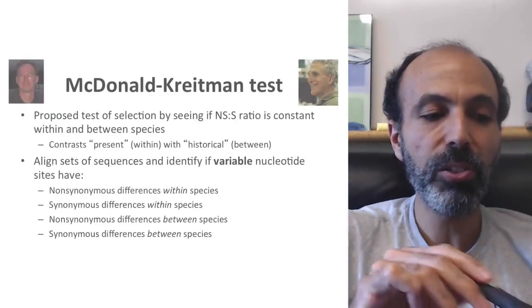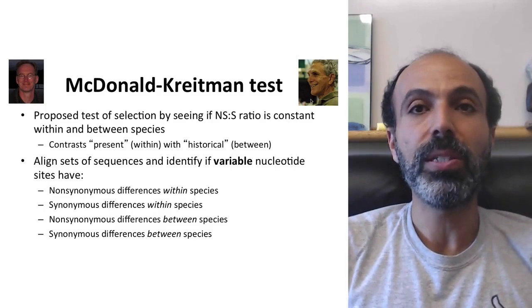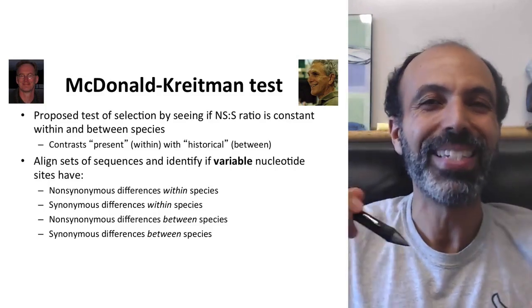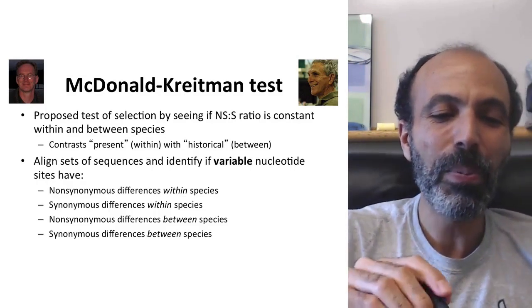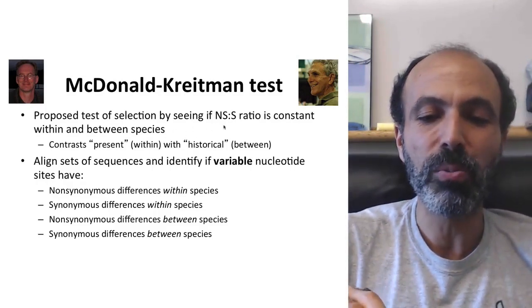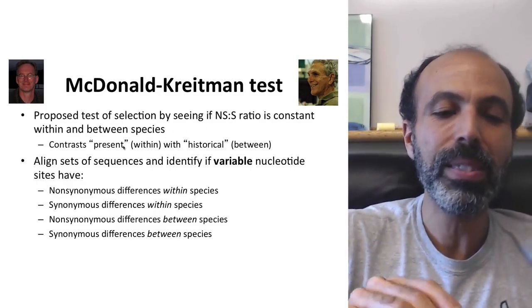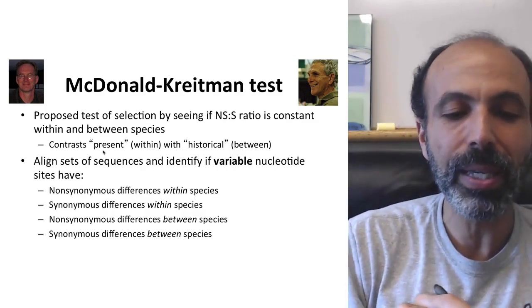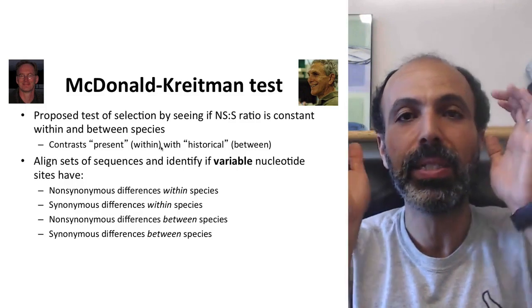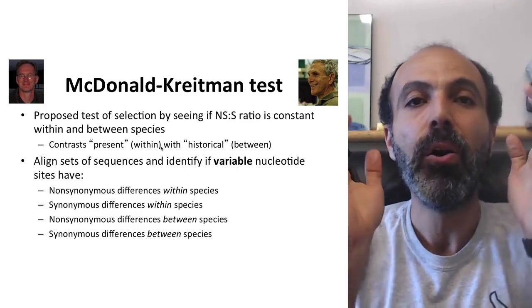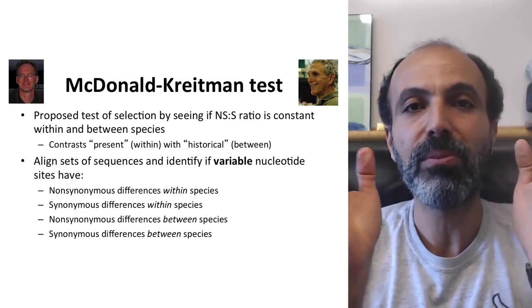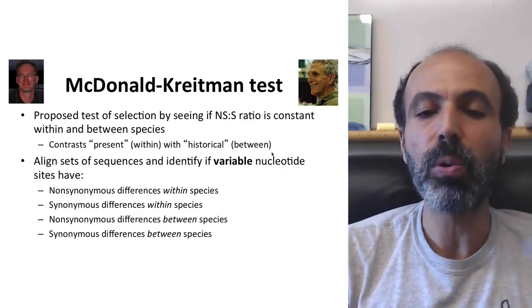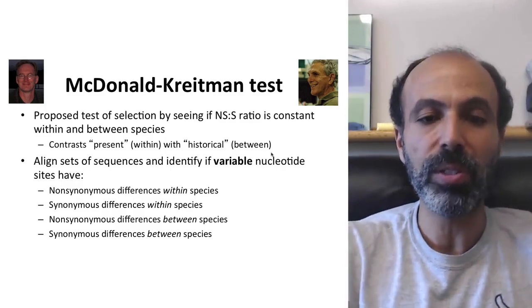Now, two fellows, John McDonald and Marty Kreitman, suggested this test, which has subsequently been named after them. They didn't call it the McDonald-Kreitman test. They just named it a test. They proposed that you can test for selection by seeing if this ratio is constant within species and between species. The importance here is that within species is looking at the present day. When we're taking a snapshot of a population right now, what do we see in terms of non-synonymous variation, synonymous variation? The between species indicates historical changes, what's happened over the evolutionary history.